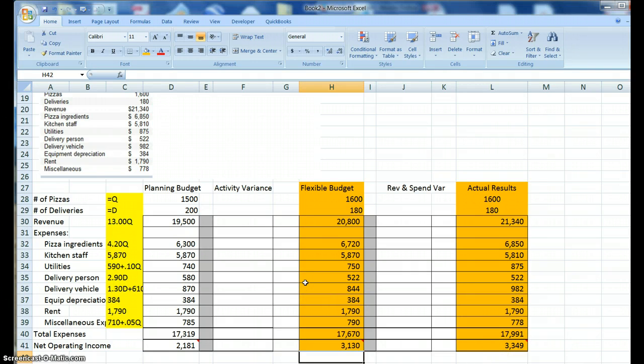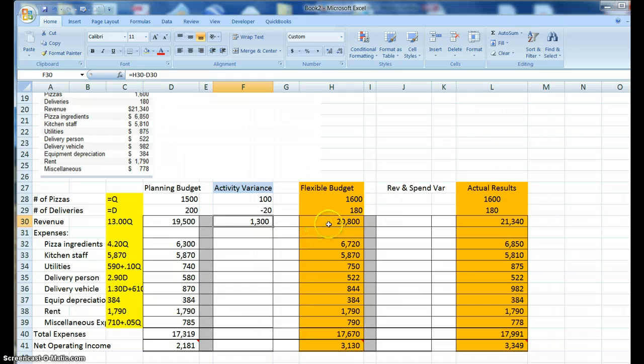But now what we're going to do is calculate the variances. To focus on the activity variance, we are going to do a subtraction between the flexible budget and the planning budget. This gives us an indication of how much revenue differs as a result of the activity variance of having 100 extra pizzas that we sold. And we did 20 less deliveries. We didn't do as many as expected. But it really didn't impact us in total. Our revenues still exceeded what the plan was. And that's always a good thing.